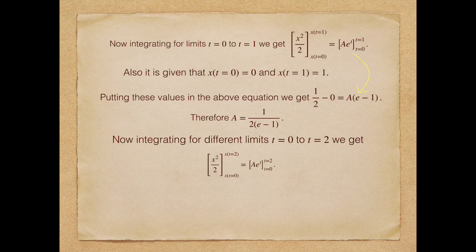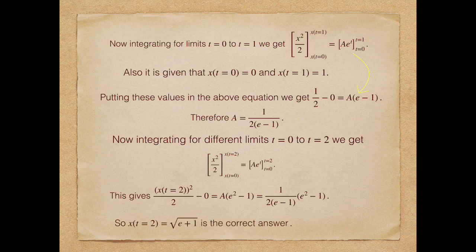Now we have to find x at t equal to 2, but x at t equal to 0 we know, which is 0 actually, which is given. Now putting these limits, we get x at t equal to 2 squared by 2 minus 0 is a times e squared minus 1. Now we put the value for a, which is 1 by 2 times e minus 1, and times e squared minus 1. We get x at t equal to 2 to be square root of e plus 1, that option is given, and therefore this is the correct answer.